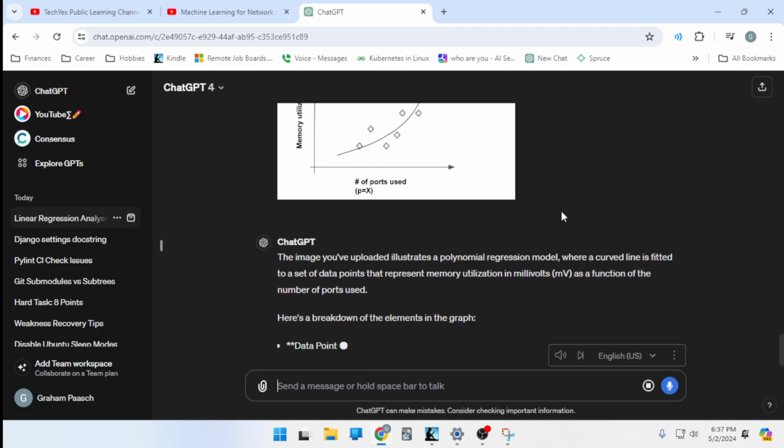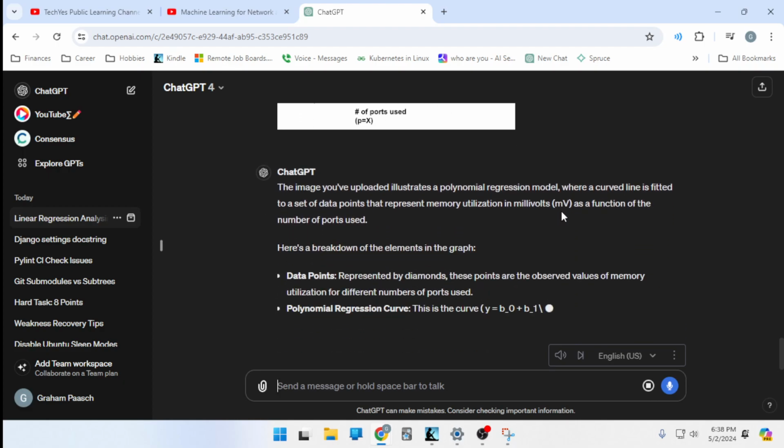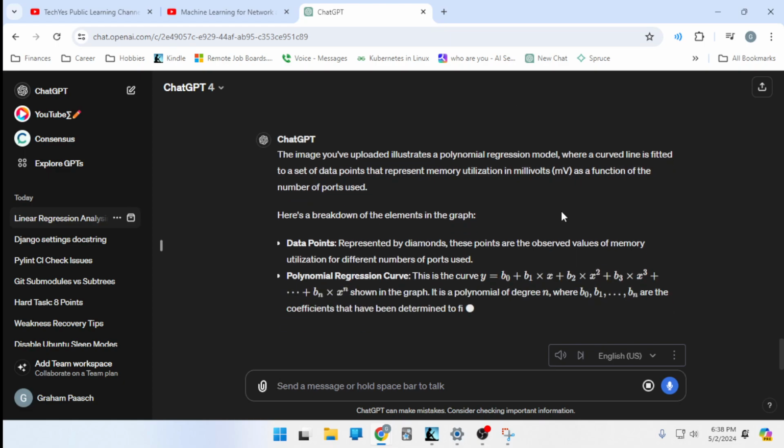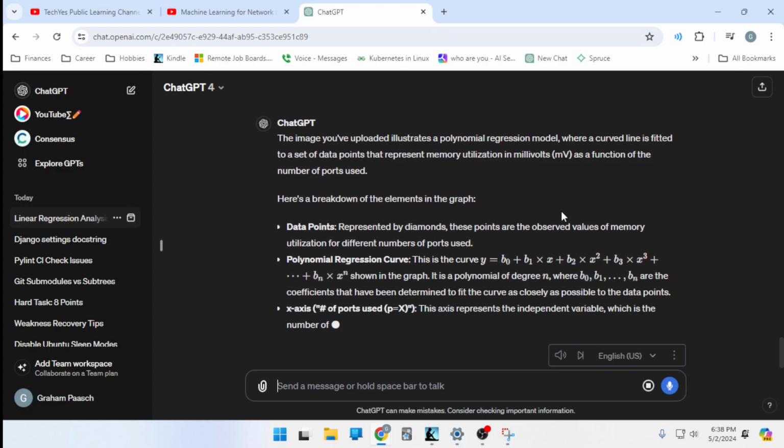The image you've uploaded illustrates a polynomial regression model, where a curved line is fitted to a set of data points that represent memory utilization in megabytes, MB, as a function of the number of ports used. Here's a breakdown of the elements in the graph. Data points, represented by diamonds. These points are the observed values of memory utilization for different numbers of ports used.